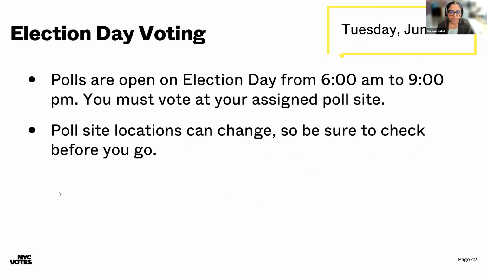Election Day then is, as someone mentioned earlier, June 27th, Tuesday. The polls are open 6 a.m. to 9 p.m. And again, making sure that you check your poll site. It may be different from the early poll site.